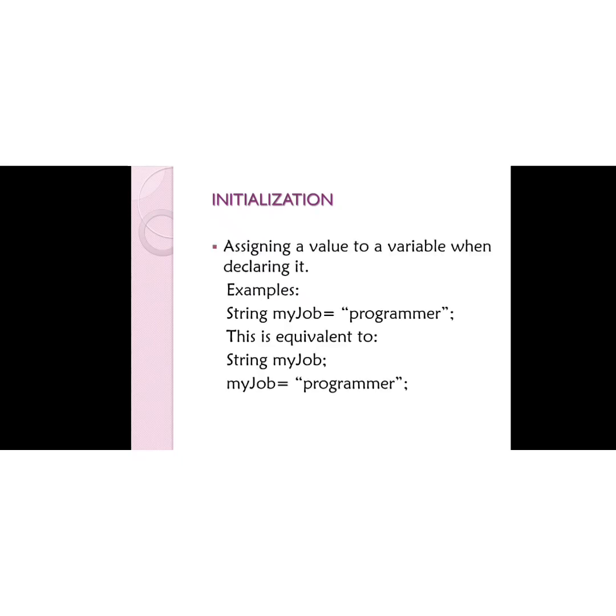Next we'll talk about initialization. It's basically assigning a value to a variable when declaring it. Example, I have declared a variable myJob of type string, and immediately I am assigning the variable equal to the string programmer. This example is equal to the following. First of all, we are declaring the variable myJob of type string, and after that we are assigning the variable equal to the string.